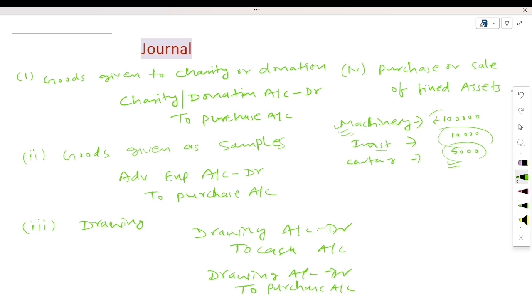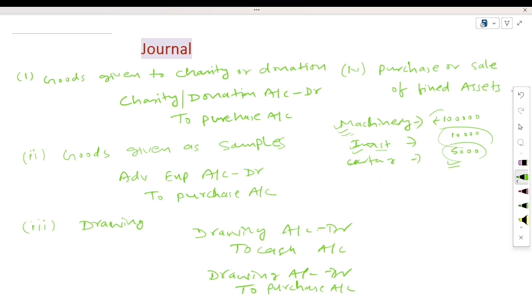After a certain period of time, suppose you have used the machinery for 1 year, and after 1 year you are paying repair charges. This will be treated as a repair expense account. But at the time of purchasing machinery, or any fixed asset, not only machinery, all these types of expenses will be included in that fixed asset account.